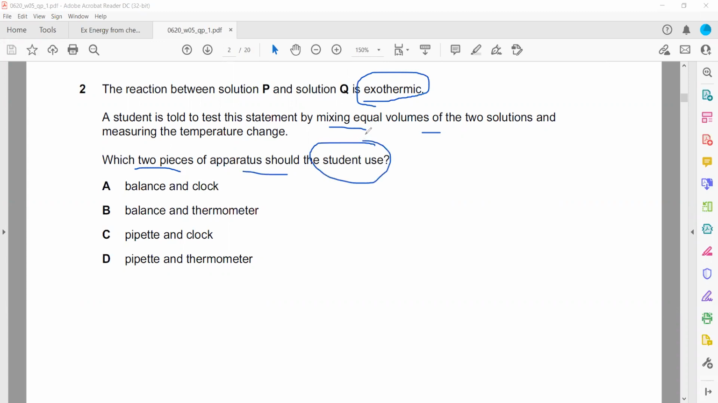He wants to measure the temperature change, and he wants to measure the volume because he wants to mix equal volumes of the solution. So which two pieces of apparatus should the student use?